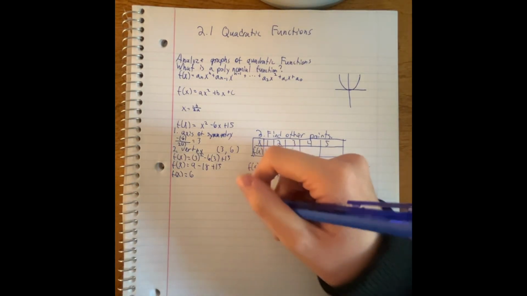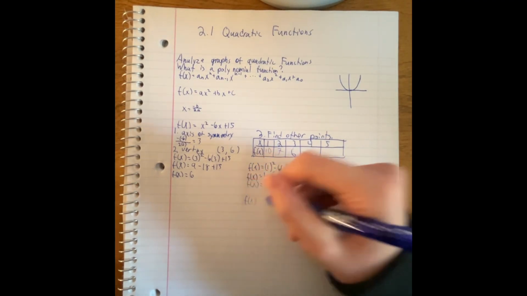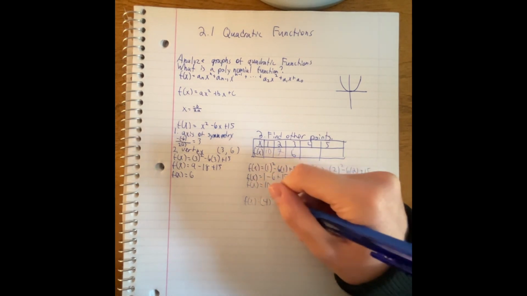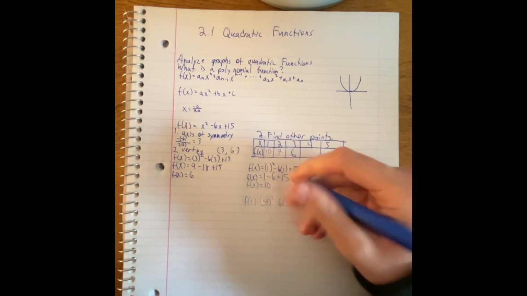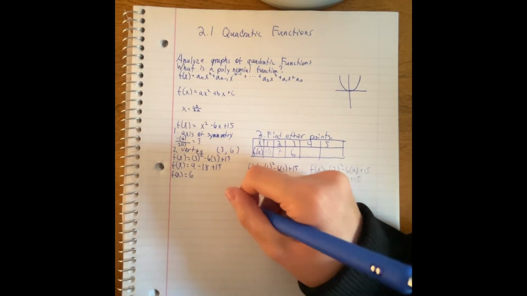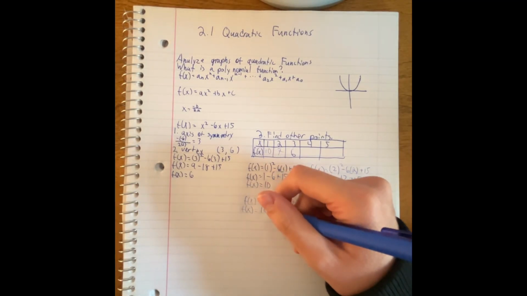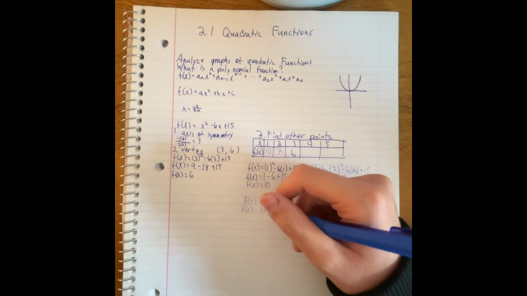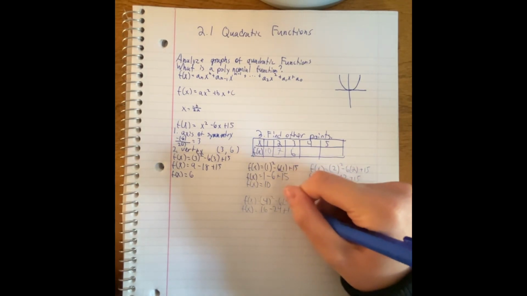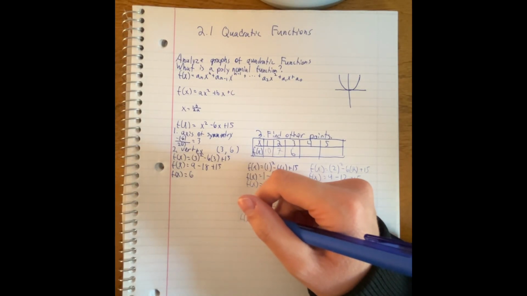Next, we're going to have f of x. We're going to put the 4 in. So 4 squared minus 6 times 4 plus 15, right? We're going to do this again. So 16, excuse me, minus 24 plus 15. So f of x is going to equal 7.